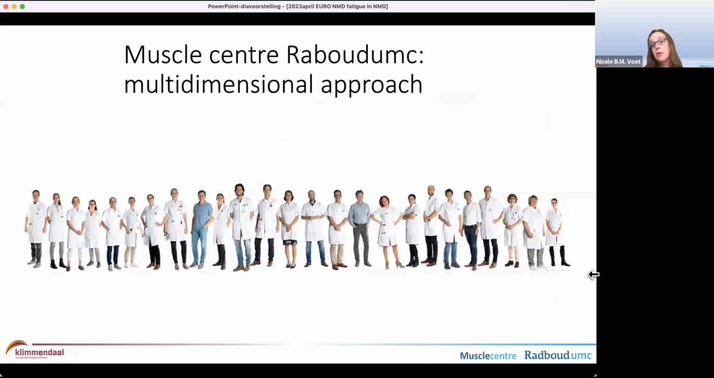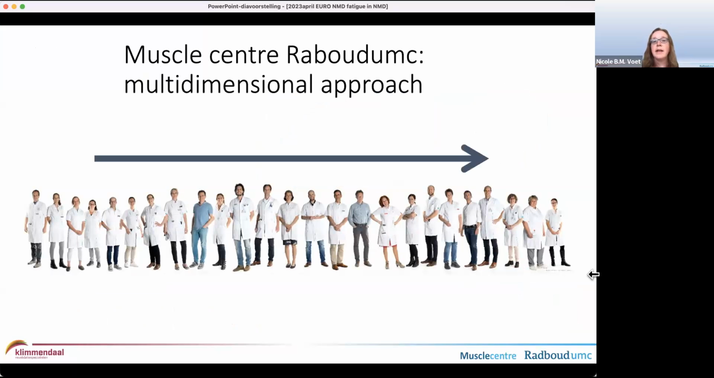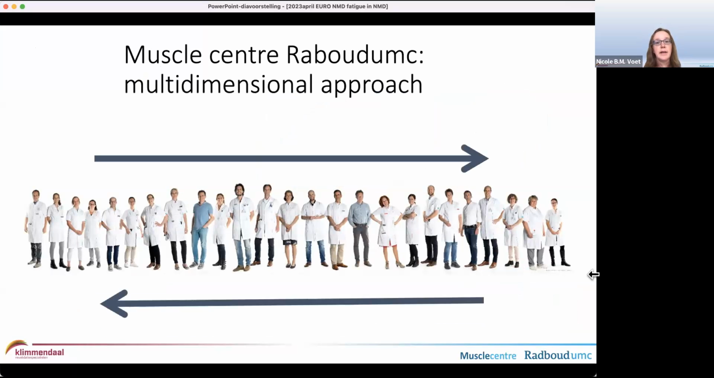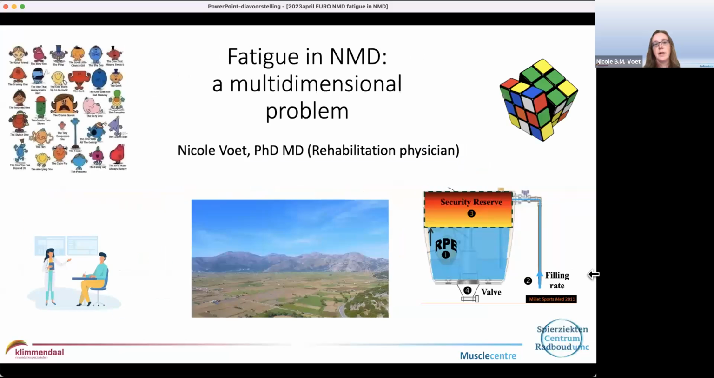And I'm happy that I also work in a rehabilitation center, Klimmendaal in Arnhem, but also in a muscle center in the Radboud University Medical Center. And we work with a very heterogeneous group with nurses, therapists, neurologists, rehabilitation physicians, basic researchers, radiologists, etc. And we also apply reverse engineering, and we learn from each other.